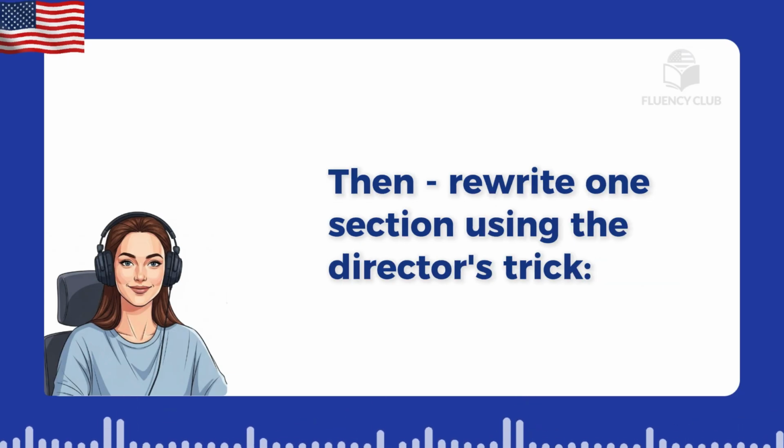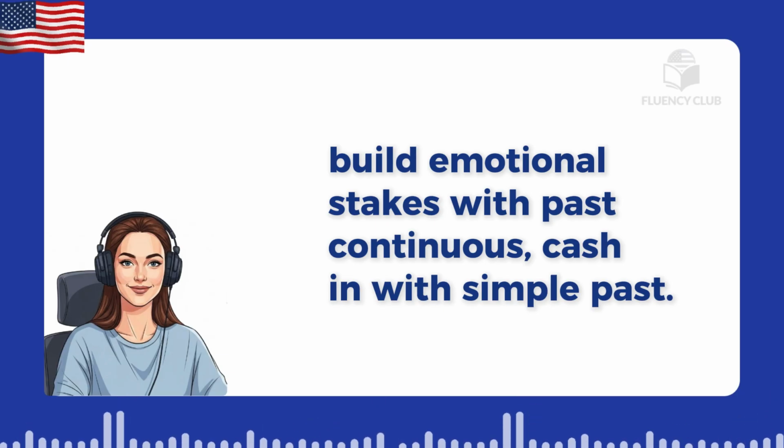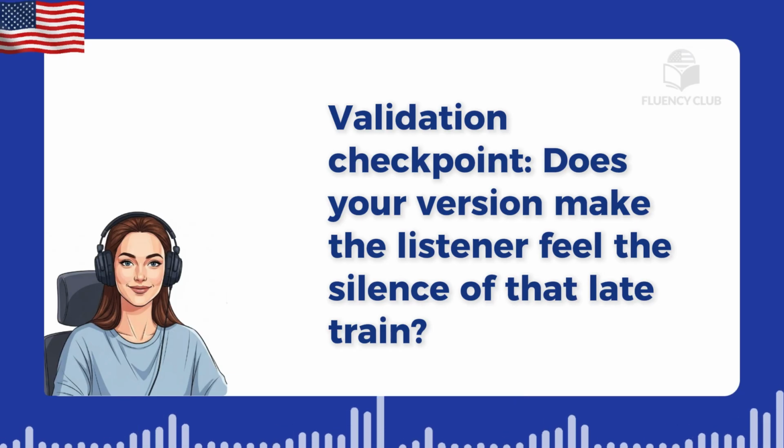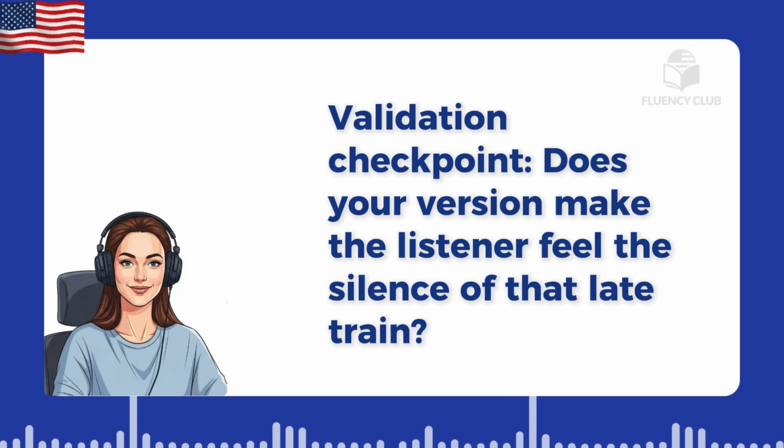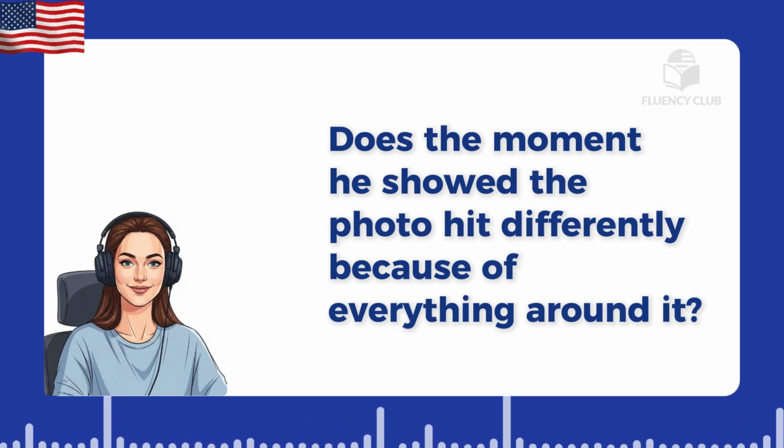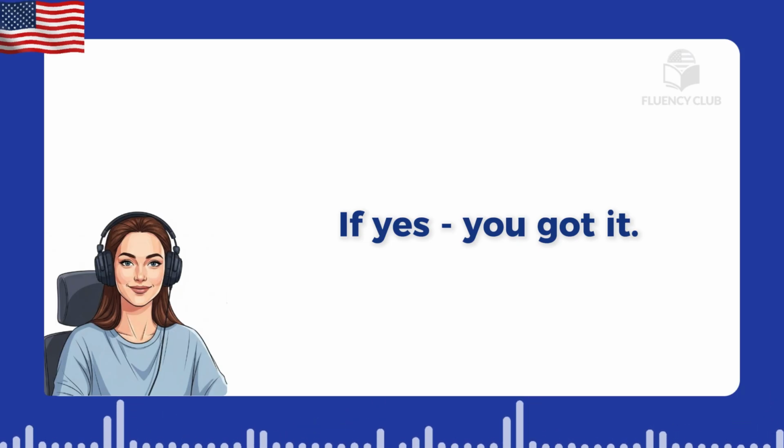Then rewrite 1 section using the director's trick. Build emotional stakes with past continuous. Cash in with simple past. Validation checkpoint. Does your version make the listener feel the silence of that late train? Does the moment he showed the photo hit differently because of everything around it? If yes, you got it.